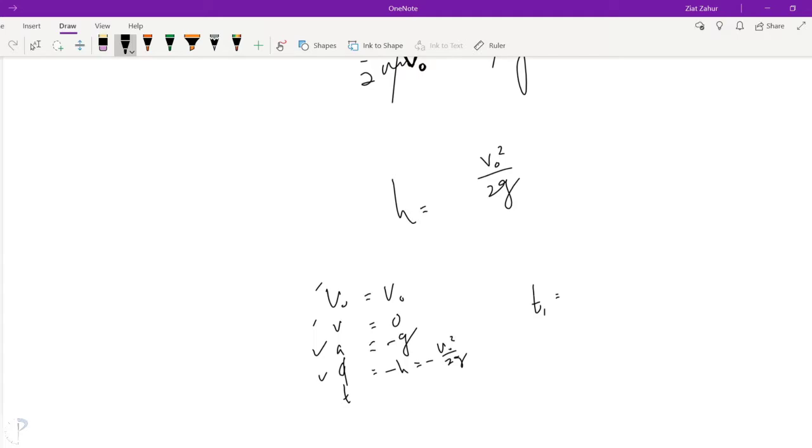Raphael? Or no, Mikey? Mikey sounds good. Because I can use VOMMH. Well, let's see, Mikey says V is equal to VO plus AT. Here's our general equation. Time is the change in velocity over the acceleration. 0 minus VO over negative g.